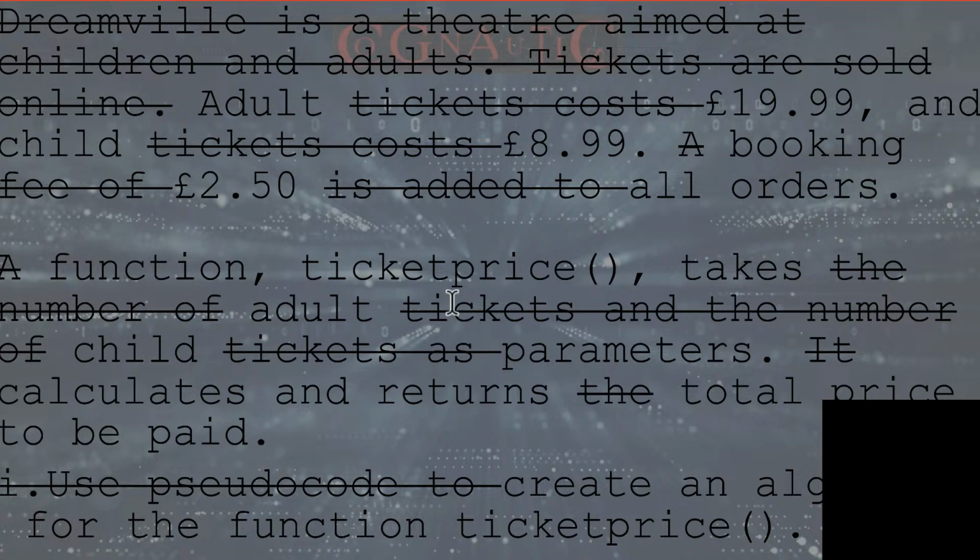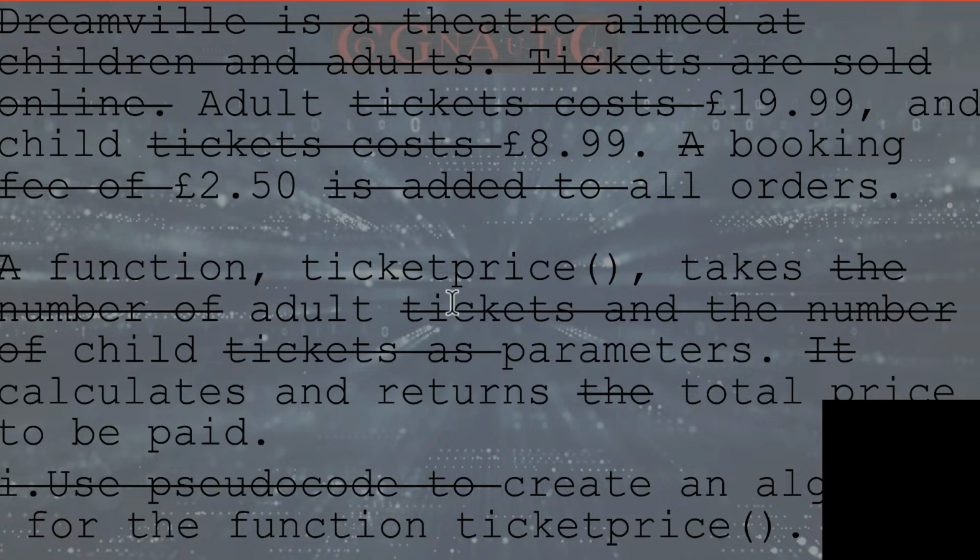Dreamville, we don't care. Theatre, we've got no interest. Children and adults, tickets being sold online, don't care. Adult tickets are 20 quid, we need to know that. Child tickets, £8.99, we need to know that. Booking fee of £2.50, all orders. That's it, isn't it? You've got adult, child, and a booking fee. That's all we need to know from that first paragraph. All the rest of it is just waffle.